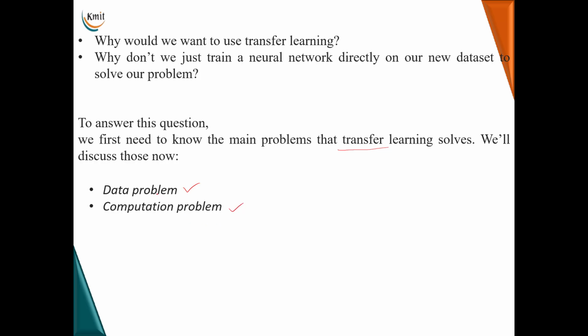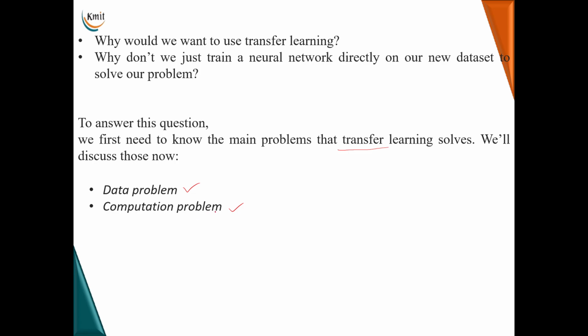The first problem is the data problem. As deep neural networks are data hungry, that is, they rely on a huge amount of labeled data to achieve good performance, training a network from scratch requires a lot of data in order to get good results, which is not feasible in most cases and is also a time-consuming process.